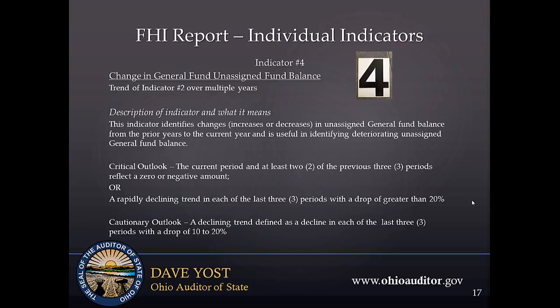If the current period and at least 2 of the 3 previous periods reflect a 0 or negative amount, or if there's a rapidly declining trend in each of the last 3 periods with a drop of greater than 20%. For a cautionary outlook, a declining trend defined as a decline in each of the last 3 periods with a drop of 10 to 20% would react with a cautionary outlook.